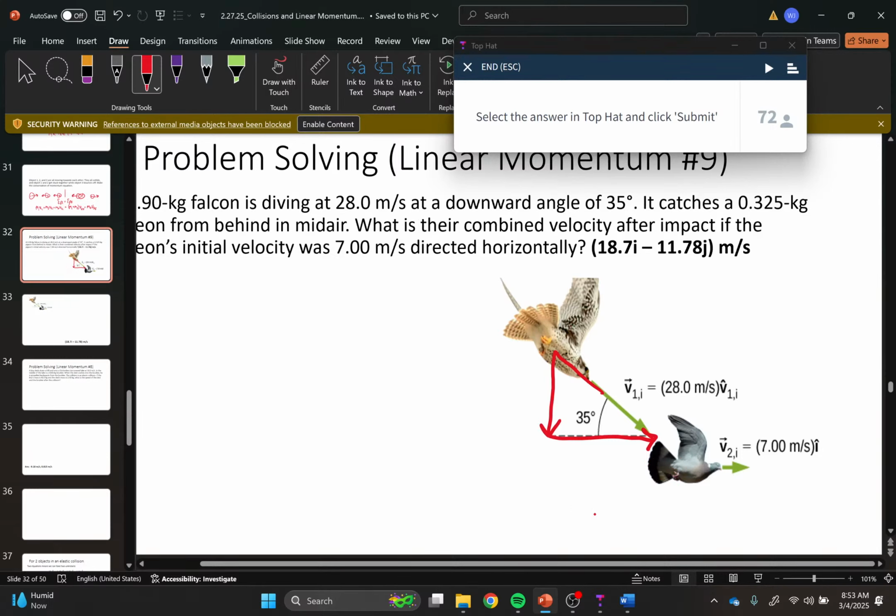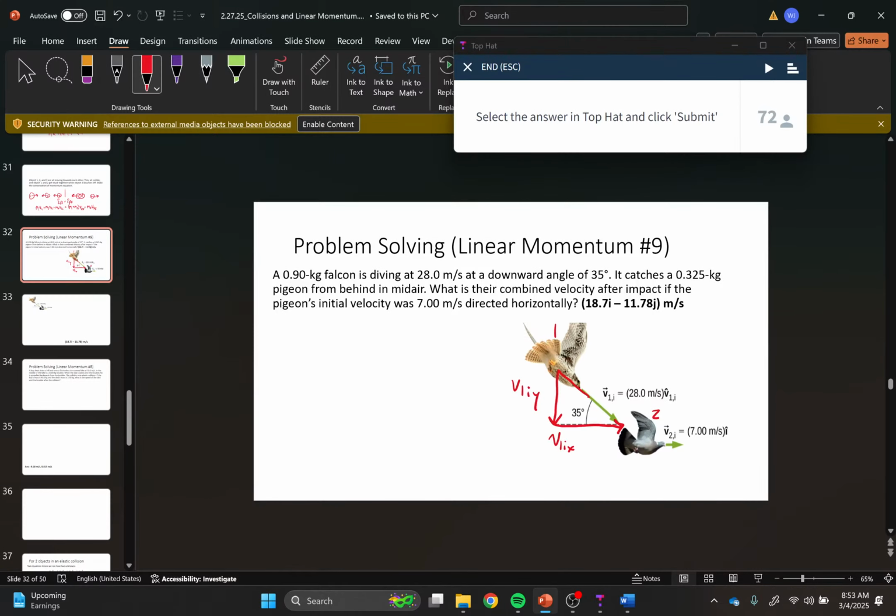All right, so we'll call the falcon object 1 and the pigeon object 2, because it's easier than writing F and P a bunch of times. Numbers are nice. So this is going to be V1 initial x, this is going to be V2 initial, V1 initial y. All right, so we write our givens.